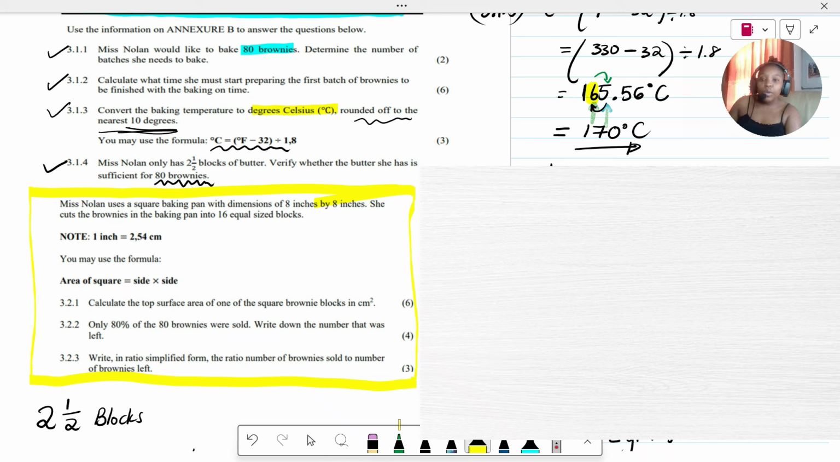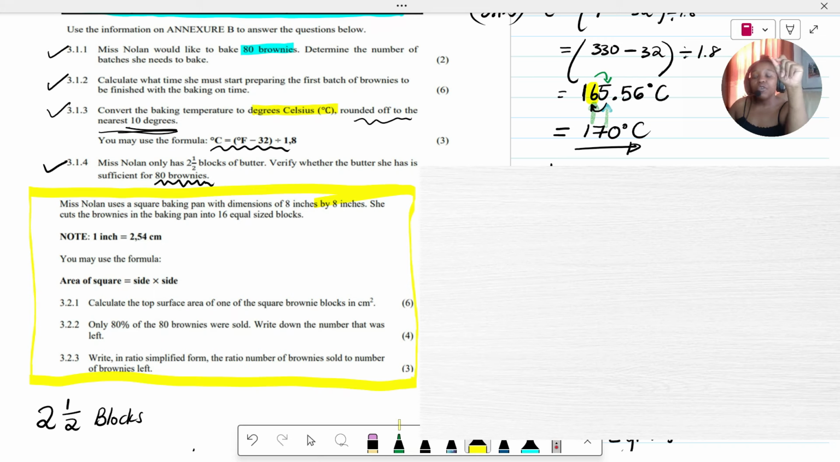In this question, we're going to be calculating the surface area. Remember, they're saying the top surface area. What does that mean? Of the pan. Then they're telling us that only 80% of the brownies were sold. Write down the number that was left. If 80% was sold, how much were left?